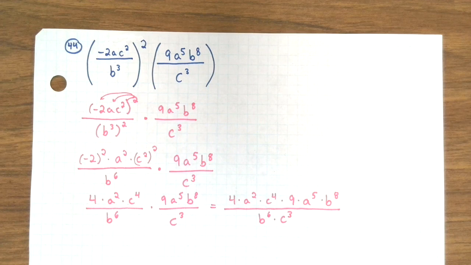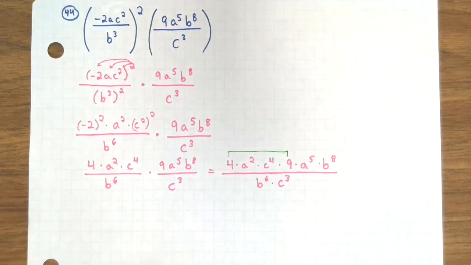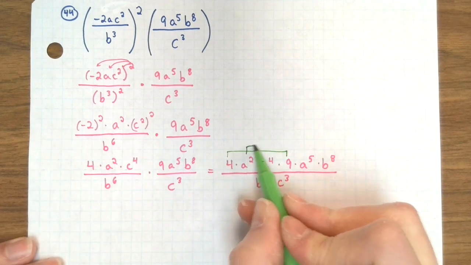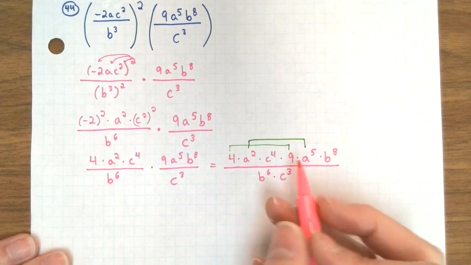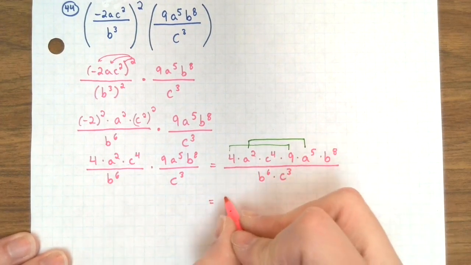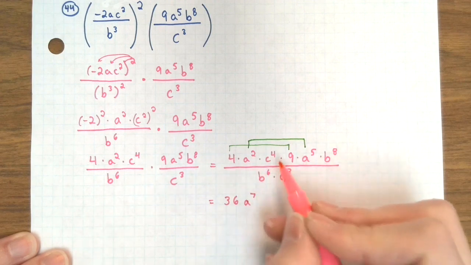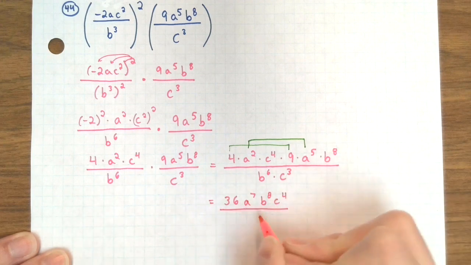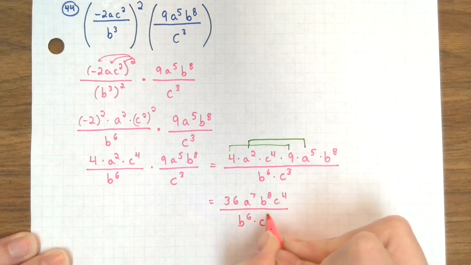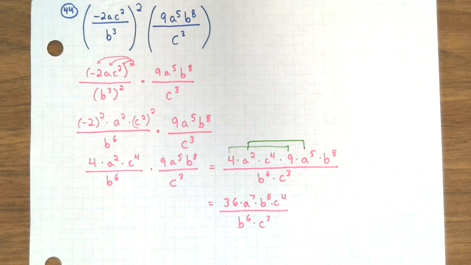Moving forward with this, looking for what we can actually multiply together. So we can do 4 times 9, that's going to be 36. We can actually do the product rule for the a bases, and we'll add those exponents. So this top is going to simplify down into 4 times 9, which is 36. A squared times a to the 5th is going to be a to the 7th. Then we're going to have b to the 8th and c to the 4th. And that's all over b to the 6th times c cubed. And if we want to, we can still leave those multiplication dots on the top since we're not at the point where we have our final answer.